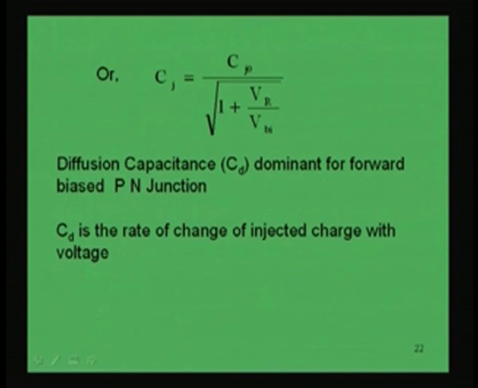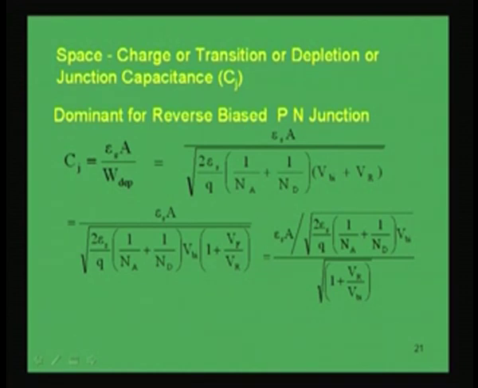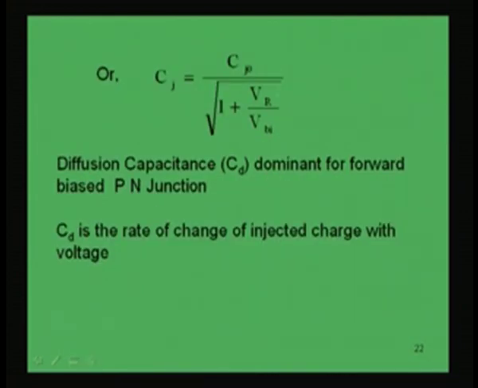So, Cj will be Cj0 divided by the square root of 1 plus Vr by Vbi. This expression is found after simplification and replacing the numerator part by Cj0. So, we get a junction capacitance given by this. Here Vr is the reverse bias voltage, and Vbi is the open circuit built-in potential. This is called junction capacitance or transition capacitance. It is very prominent in the case of a reverse biased PN diode.